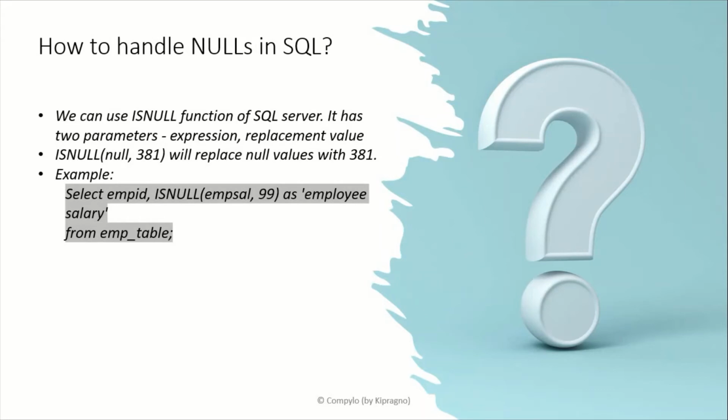How to handle nulls in SQL? So we can use the ISNULL function of SQL Server. It has two parameters, the expression and replacement value. So say if we have the function ISNULL with null and 381, it will replace null values with 381. For example, select employee ID, then ISNULL employee salary. If it is null, then what will happen? 99 will be added as employee salary from employee table.